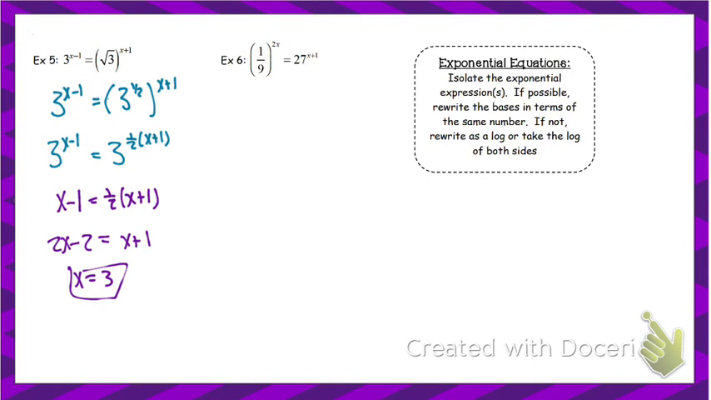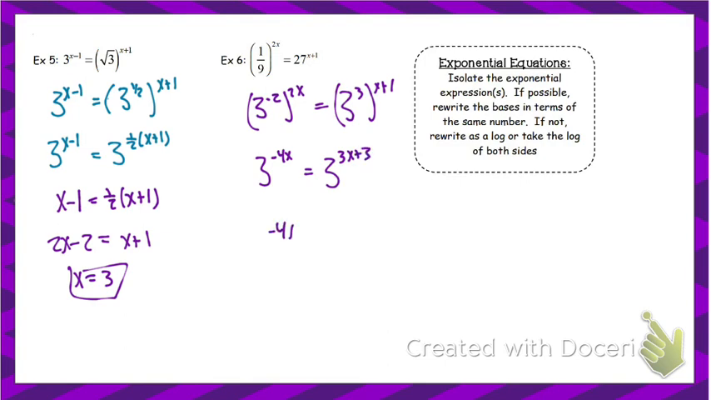All right, let's try this next one. Again, try to rewrite these with the same base. Don't change them, rewrite them. 1 over 9 and 27 can both be written as 3 to the something power. 1 over 9 is 3 to the negative second, and 27 is 3 to the third. Well, now those exponents can get multiplied. So the only way these will be equal is if the exponents are equal. So I get negative 7x equals 3, and x equals negative 3 over 7. Again, that negative is okay because that's not the argument of a log.